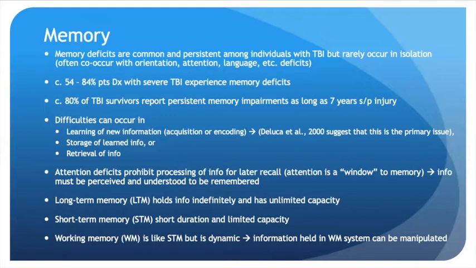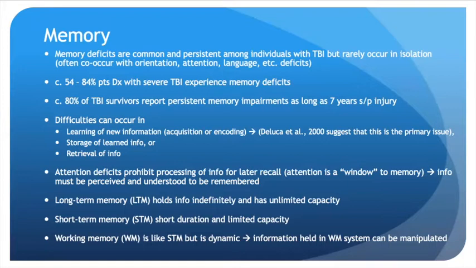So this is a persistent problem, right? And difficulties can occur in the learning of new information, so the acquisition or encoding stage, storage or learned info stage, or retrieval. And there is some evidence to suggest that learning of new information is the primary issue with TBI. So as I mentioned previously, attentional deficits prohibit processing of info for later recall. So attention can be viewed as a window to memory.